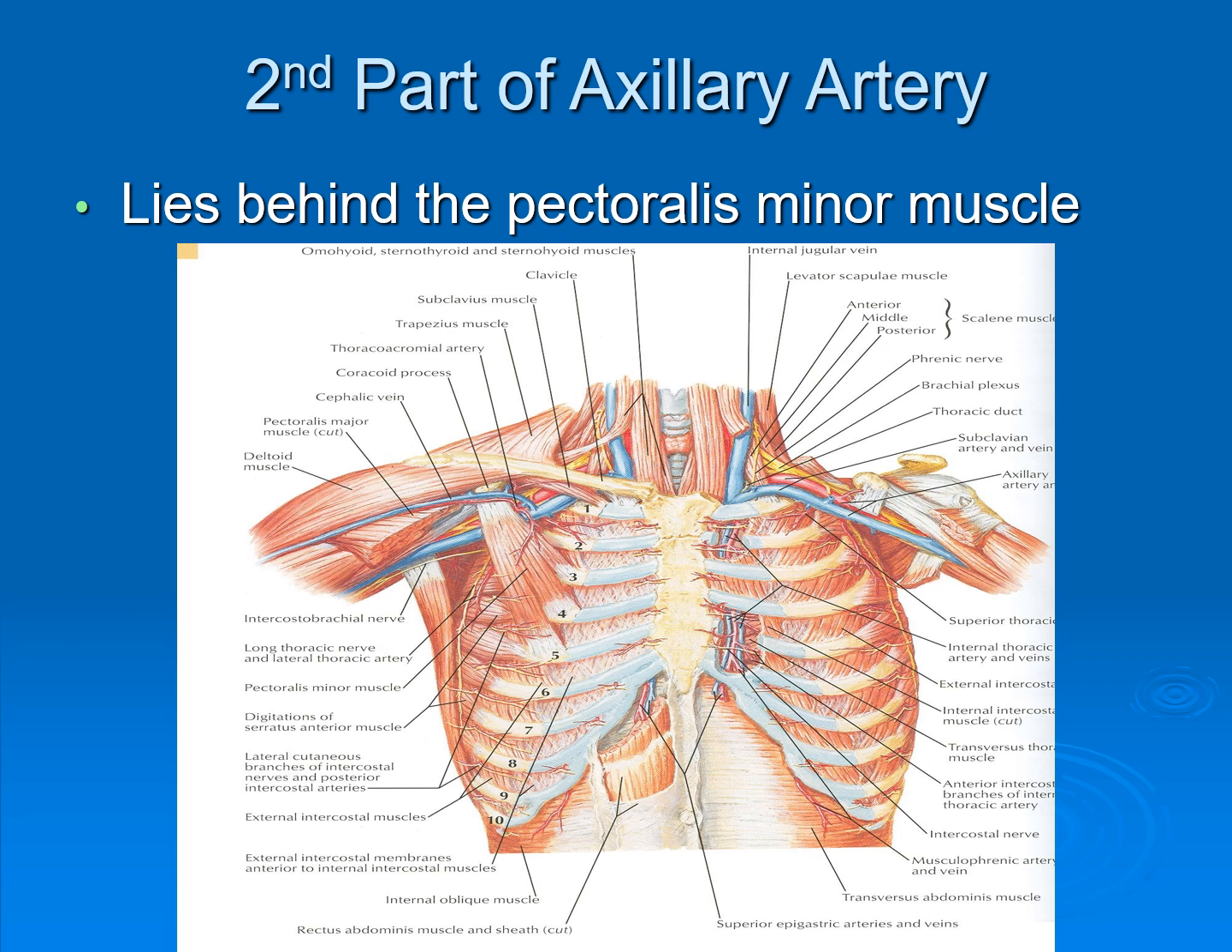The second part of the axillary artery lies behind the pectoralis minor. Remember, I said P minor is usually the landmark that divides these three parts of the axillary artery. So you can see the P minor here. We can appreciate it a bit more here.